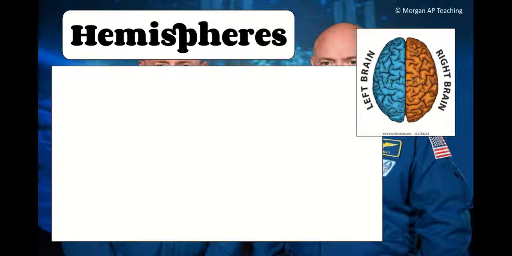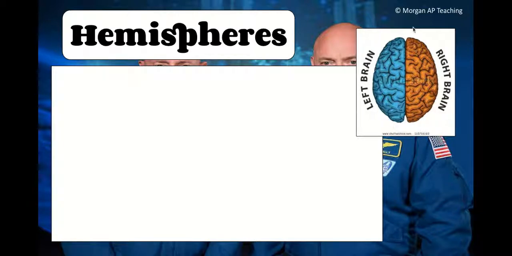So, roughly, the left side handles the mastery of the known. So things like language, mastering language. The right side, more the unknown, creativity, problem solving, etc. This is hemispheric specialization. That some functions are more dominant in one side of the brain than the other.